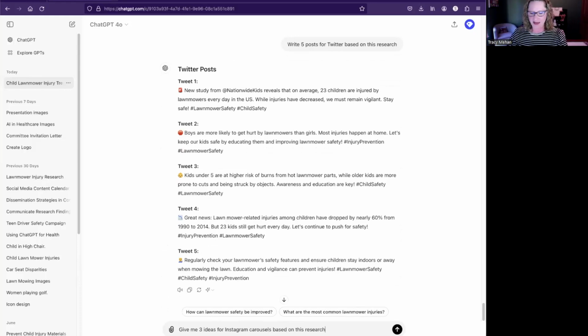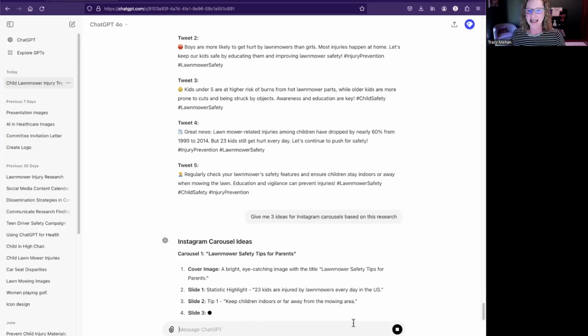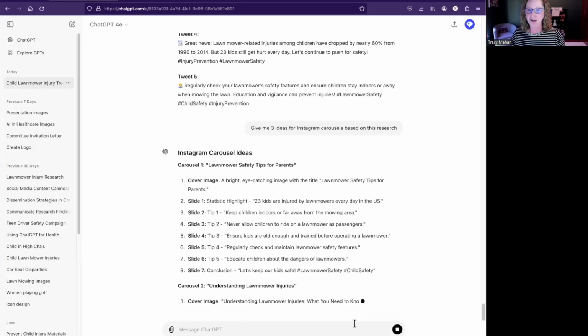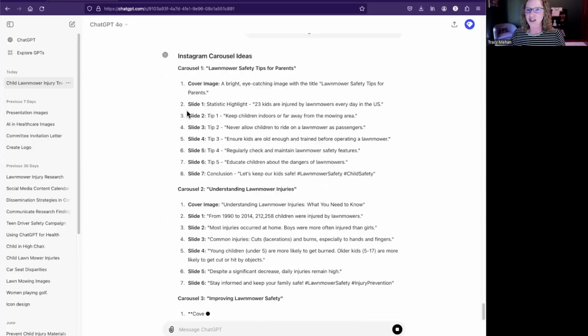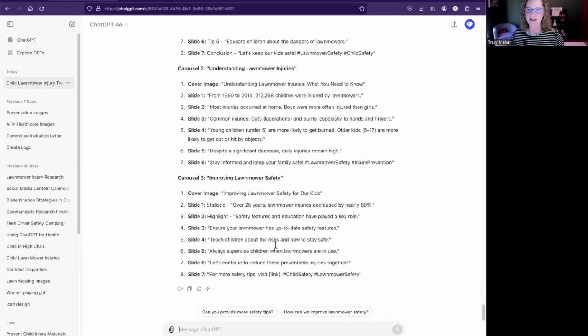I wanted to see then how it would do with Instagram carousels. Can it give me some ideas based on that? And it actually does a pretty nice job. Not only does it give me a suggestion for a cover image for each one, but it gives different ideas. And you can see, like, the first one has different tips. The second one has more about the statistics. The other one has some different ideas as well. So it gave me different ideas, which I think is interesting.